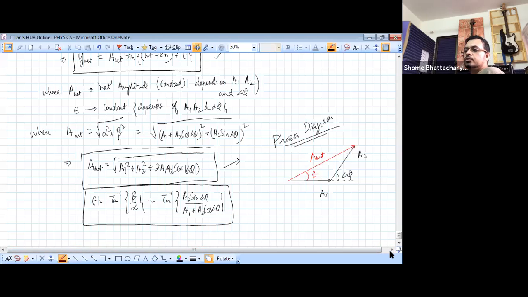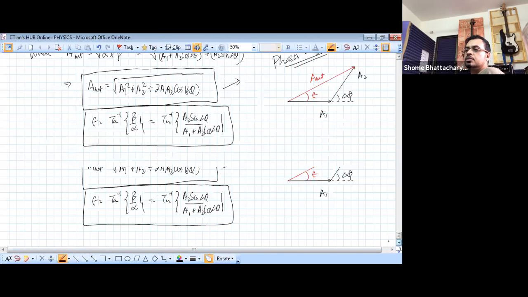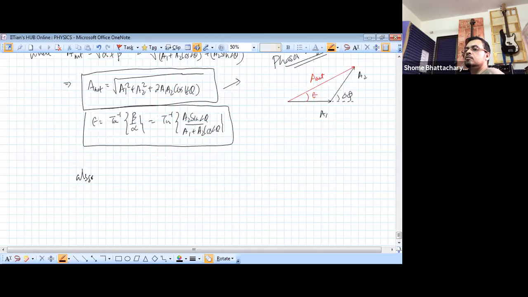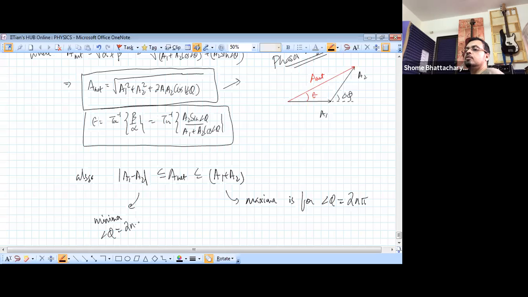Okay, so this is the derivation of the formula of interference, and also from this you can see that the net amplitude has a maximum value of A1 plus A2 and a minimum value of the difference, A1 minus A2. This maxima is for the phase difference being an even multiple of pi, and this minima is for delta phi being an odd multiple of pi. Whereas for any other delta phi, it is in between these two values.